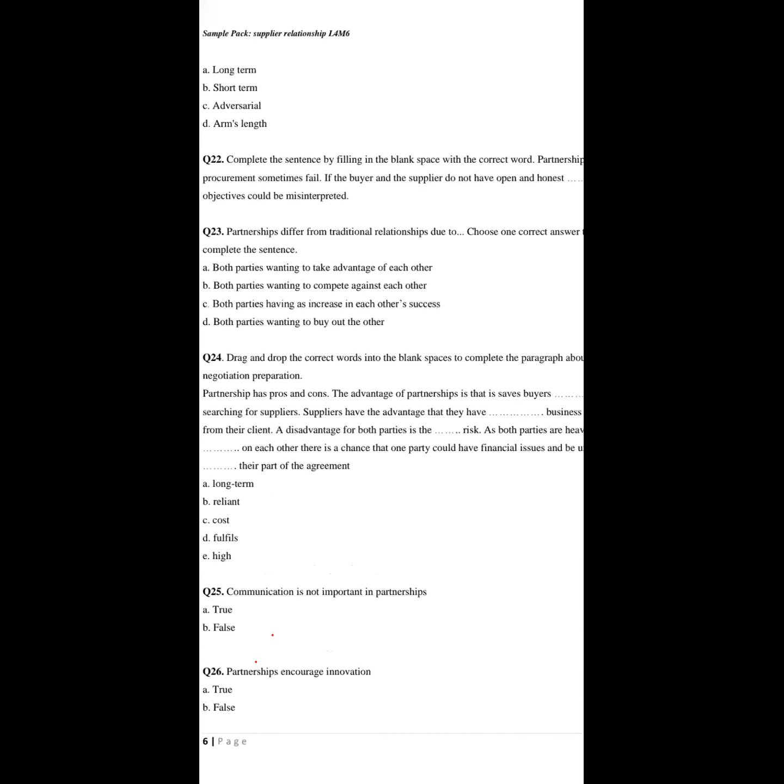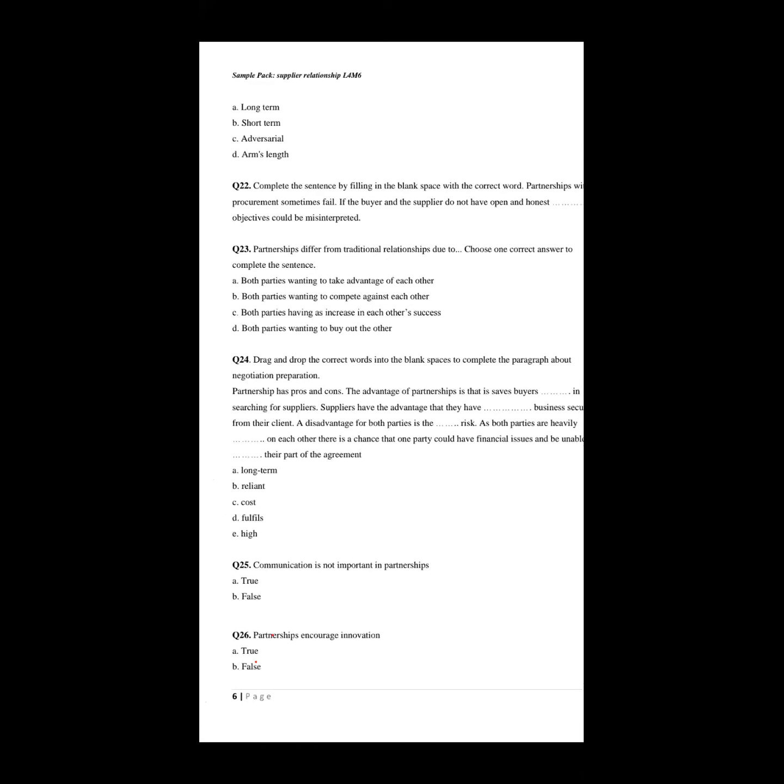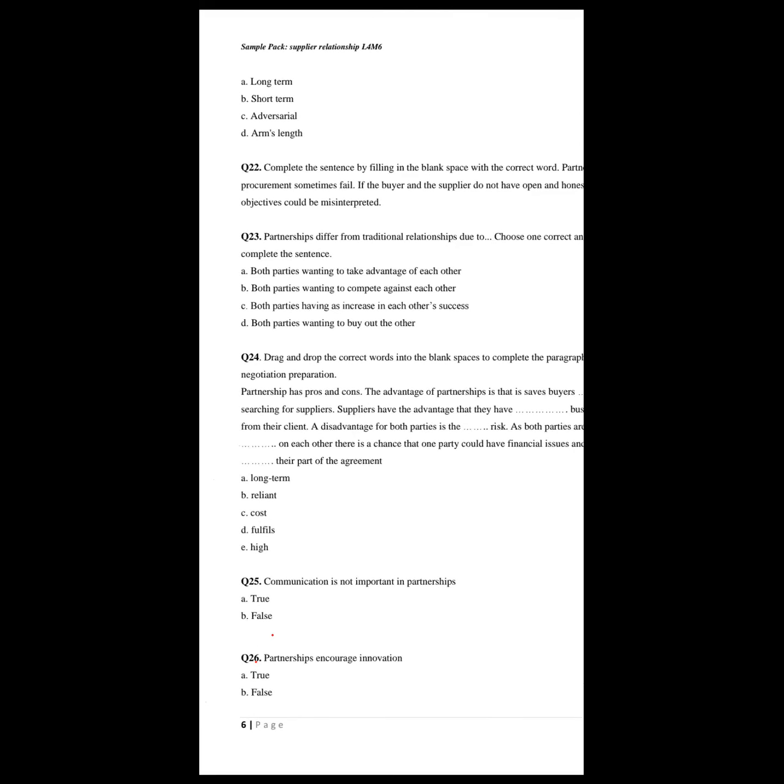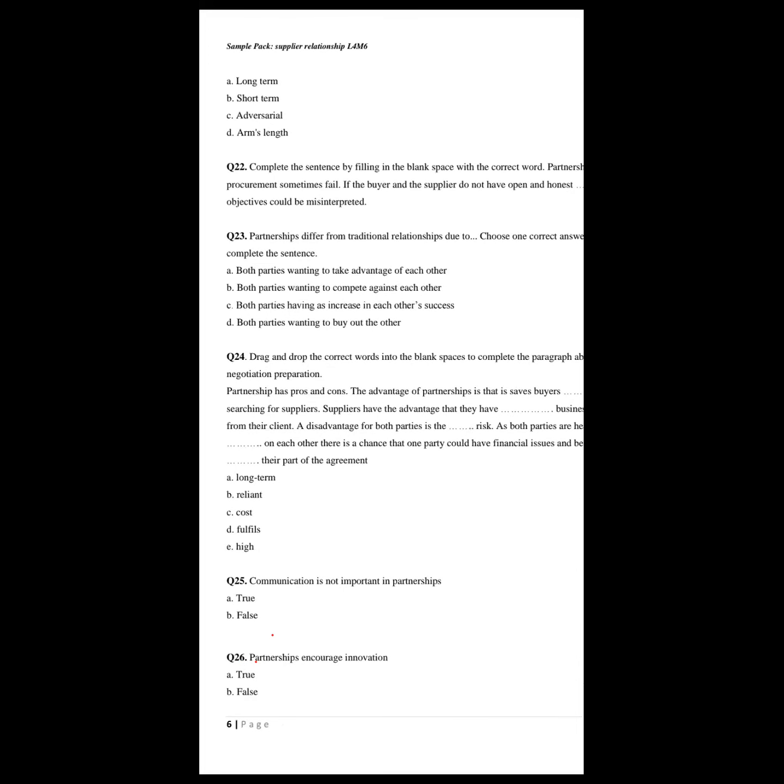Question 21. A partnership is likely to be... Choose one correct answer to complete the sentence. A, long term. B, short term. C, adversarial. D, arm's length. So a partnership is likely to be long term, right?